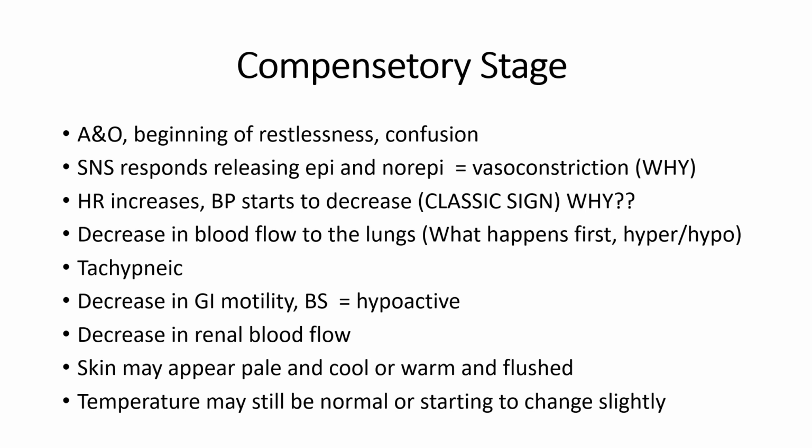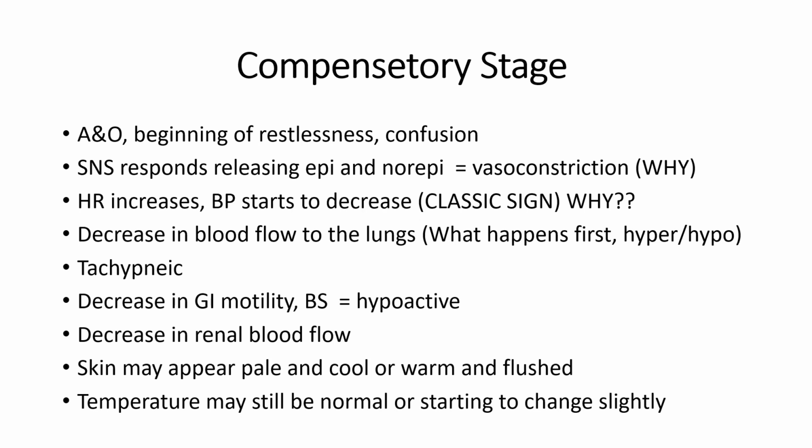So what's going to happen first? Are we going to overbreathe, or are we going to underbreathe? Are we going to be hyperventilating or hypoventilating in our compensatory stage? We're going to be tachypneic. We're going to overbreathe, and that's a compensatory mechanism. So if we were to take an ABG, we would be in a respiratory alkalosis, because we are overbreathing, we're hyperventilating. In the later stages, which we'll talk about, when we start to underbreathe and our body is starting to poop out, we're going to hypoventilate, and that's where we would be in a respiratory acidosis. So we're tachypneic.